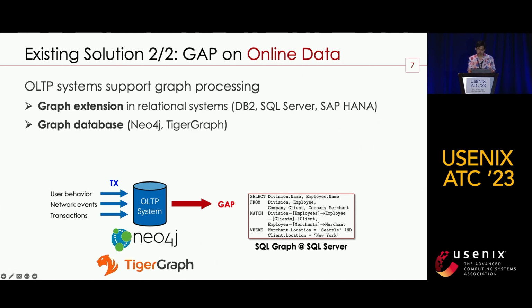A new trend is graph database systems that store the data as a native graph model, such as Neo4j or TigerGraph. This solution can achieve good freshness. However, due to more complex data management, the performance of transactions in graph databases is significantly slow.